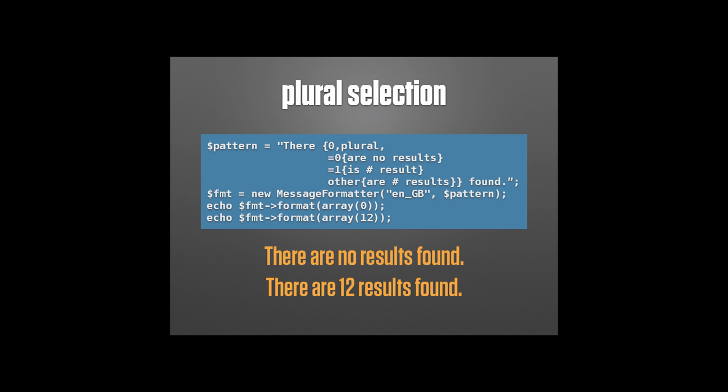So here we just want to say, something like, if you did a search for something, there are X results or no results or whatever, right? So you do something like this where you say, okay, this is going to be a plural selection, and when it's 0, produce this string. When it's 1, produce this string, and the hash gets replaced with the actual argument that it received. And otherwise, if it's more than 1, then produce this string. And then we instantiate it for the British locale, and then format a couple of times, and here's the result, which is really awesome, I think.